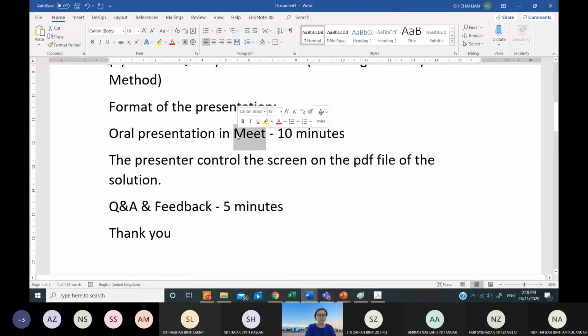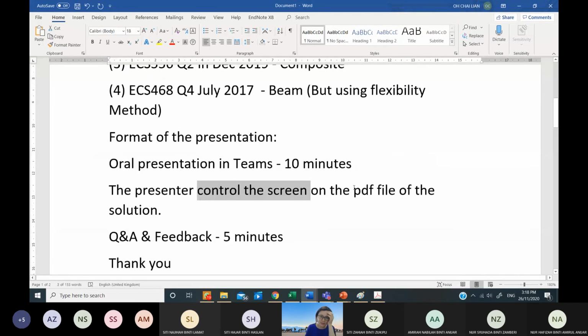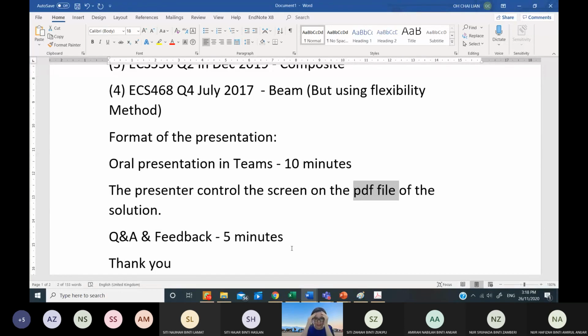So the format of the presentation, this is wrong, it's not me, it's Teams. Oral presentation in Teams. You'll be given about 10 minutes and you will be the one to control the screen. And please just talk about the solution in the PDF file. No need to make the slides beautiful. I just want to comment on your solution, but make sure it is clear so that everyone can see it. And then there will be a Q&A and feedback for your solution.